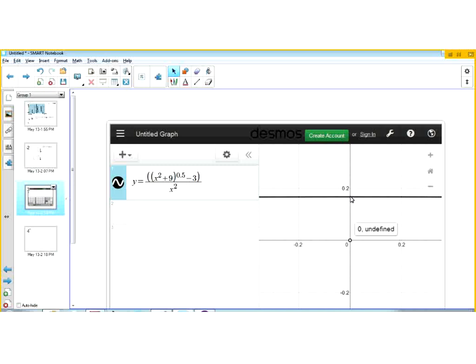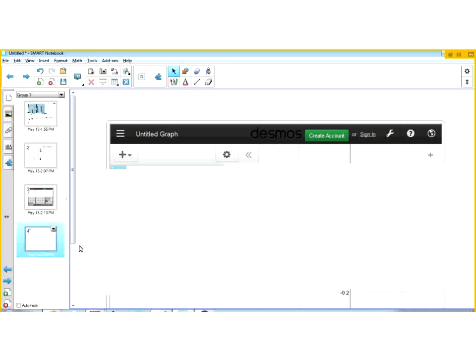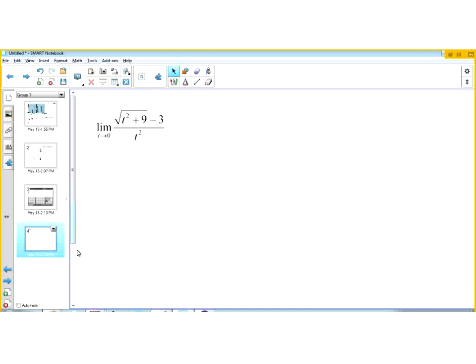Yeah, say 0 undefined. So there's the hole right there. Okay, so it does actually draw a hole. But it looks like this, from a graphical perspective, that the output of this function approaches 0.1667 as we get closer to 0 from either side. So this limit does exist.